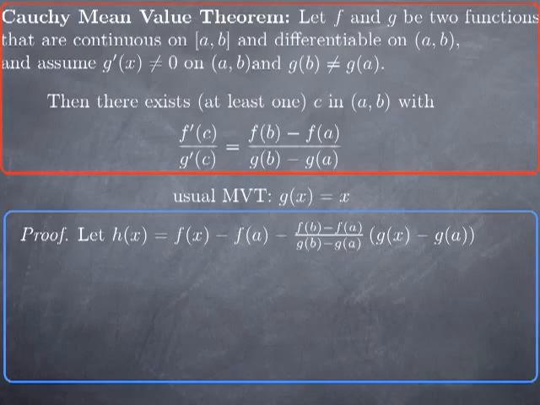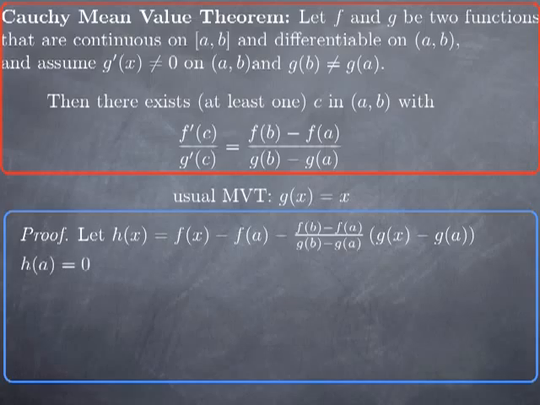In that case, the function we're going to consider as an auxiliary function is h of x defined by f of x minus f of a minus this coefficient, f of b minus f of a divided by g of b minus g of a, which should be the quotient of the derivatives that we are seeking, multiplied by g of x minus g of a.